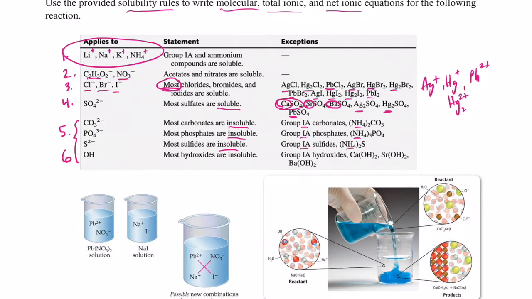And the last rule, which is pretty similar to the carbonate, phosphate, and sulfide rule, is the hydroxide rule, where they are also mostly insoluble, except for the group 1 hydroxides, and then calcium, strontium, and barium hydroxide will also dissolve in water. So we're going to practice these, and just because we do so many problems that involve the solubility rules, you will end up memorizing them just because you hear it so often. But you should take some time over the next few days and learn these solubility rules. You'll see we use them quite a bit.